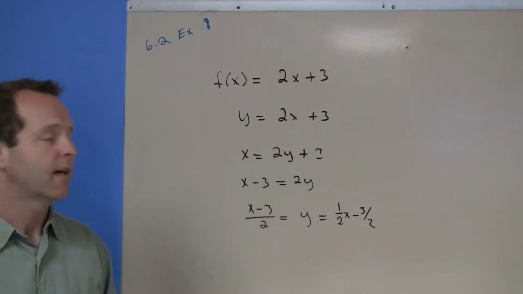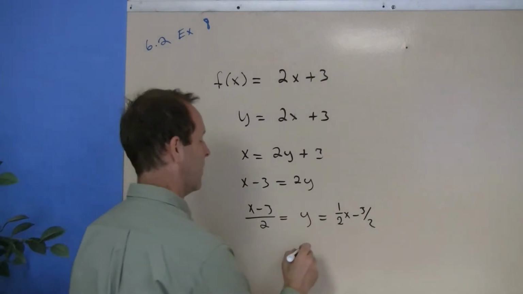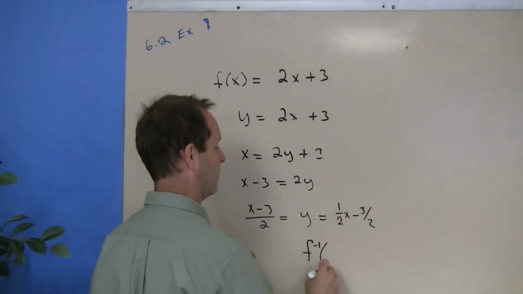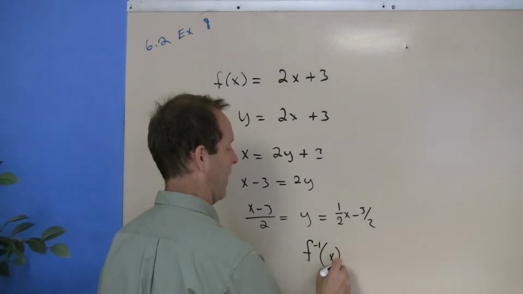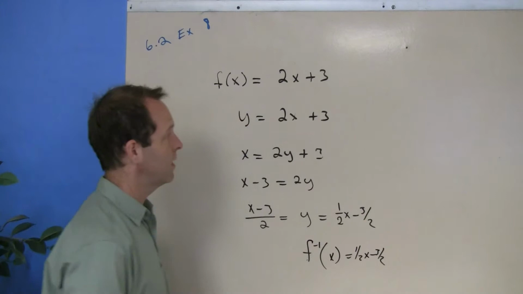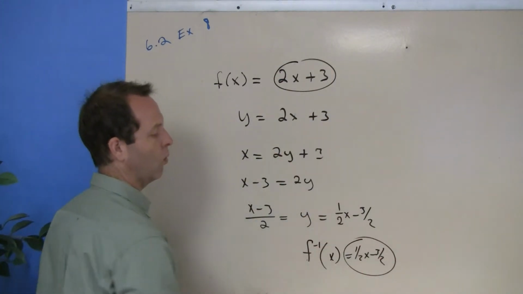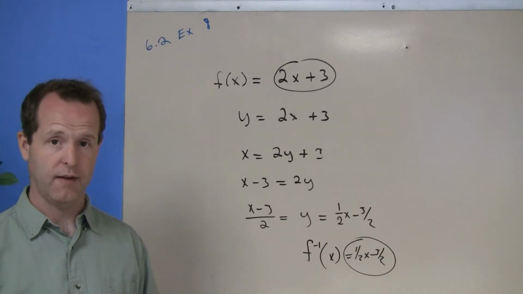Once that's done, it is fair to say that I have found the inverse of this particular function, and I can write it as f inverse of x equals 1/2 x minus 3/2. So these two functions, 2x plus 3 and 1/2 x minus 3/2, are inverses of each other.